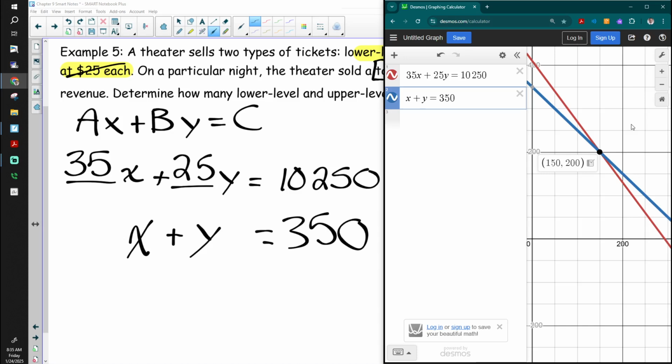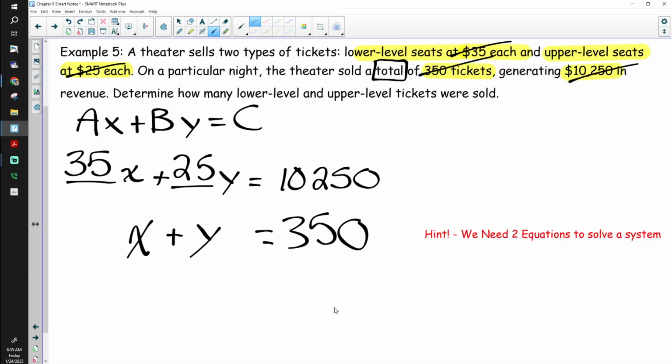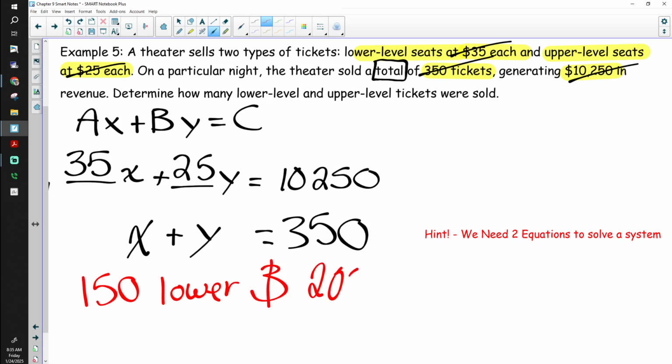The lower level. So if I look at my answer, how many lower level tickets were sold? How many? 150. The y value was my upper level ticket. So if I look at the y value of the point, 200 upper level tickets were sold. So 150 lower and 200 upper. That's my answer.